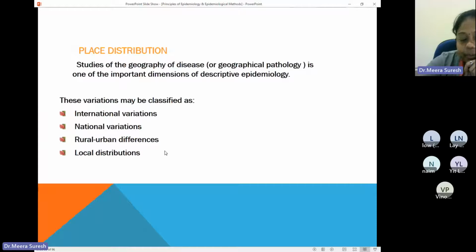So next is the place distribution. In place distribution, we study the distribution of a disease based on the area that is affected. So we can have international variation, national variation, rural, urban, and also local distributions, which means that certain diseases will be more commonly seen in some countries and not that commonly seen in other countries. For example, last class, I think I told you polio is now existing only in Pakistan and Afghanistan, not in any other countries. So when we study a disease, there is a variation, international variation.